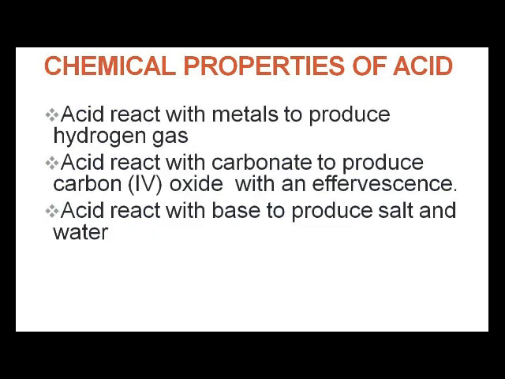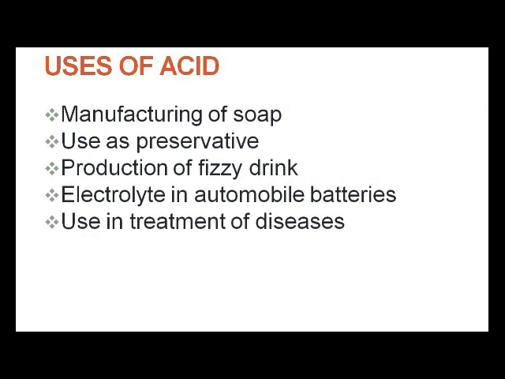Now, what are the chemical properties of acid? Acid generally reacts with metals, especially metals that are above hydrogen, above copper rather, in the electrochemical series. Acid reacts with metals to produce hydrogen gas. Acid also reacts with carbonates to produce carbon 4 oxide. This is also evident with an effervescence. Acid also reacts with base to produce salt and water, a reaction in chemistry known as neutralization reaction.